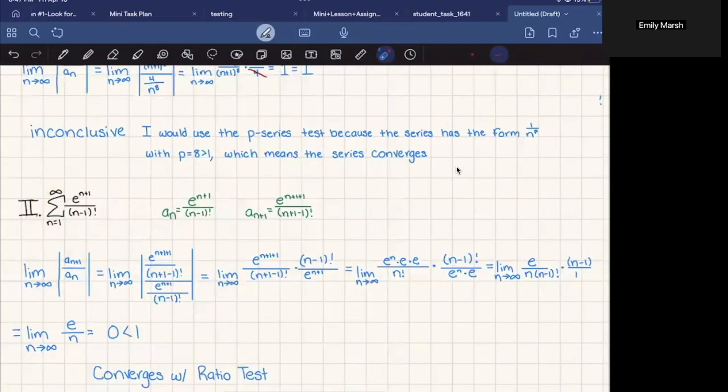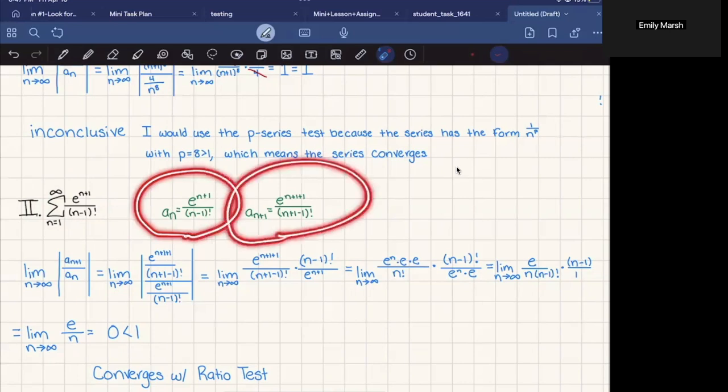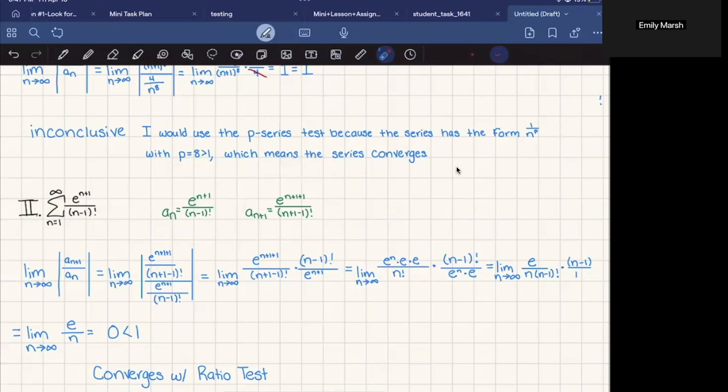Our next series we're dealing with is this one here. So we have the summation as n, when n equals 1 to infinity, for e to the power of n plus 1 divided by n minus 1 factorial. We have identified a sub n and a sub n plus 1. We're going to take the limit of a sub n plus 1 divided by a sub n. You can see that we drop these absolute value bars in the next step because everything will be positive, so there's no need for them.